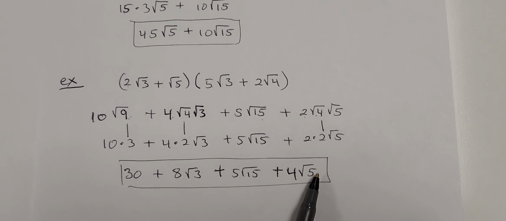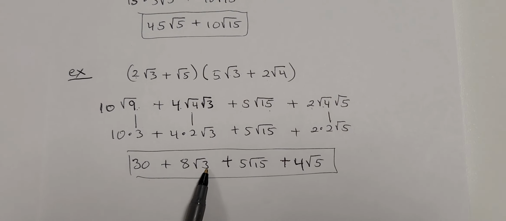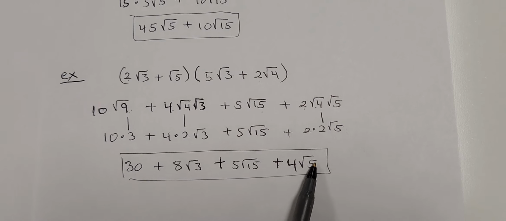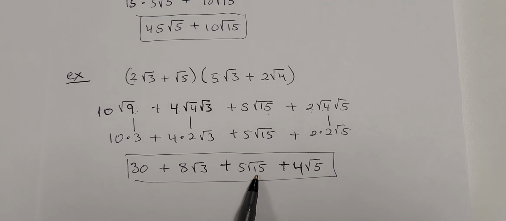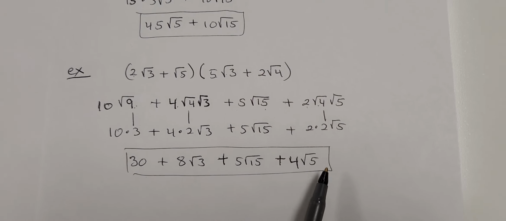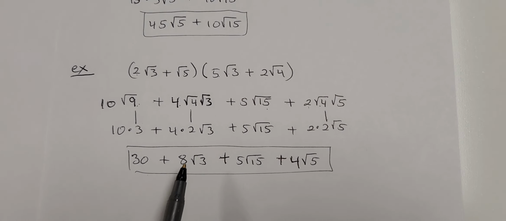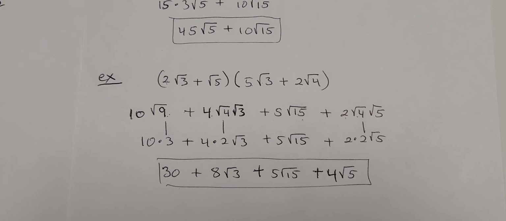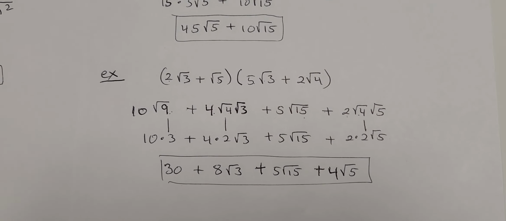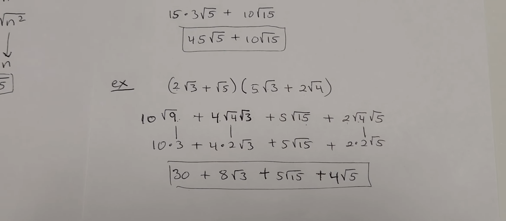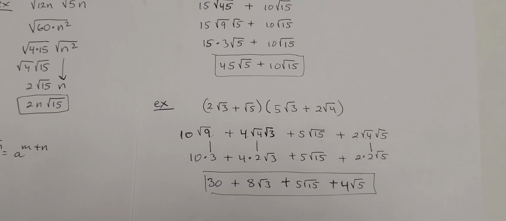Now here, if they are the same, you will add them. But they are not the same radical. This is square root 5. This is square root 15. This is square root 3. They are not the same, so I leave it alone. However, if they are the same, then we will add them. Okay, so be very careful when we multiply. Simplify the radicals and add like terms. Okay.